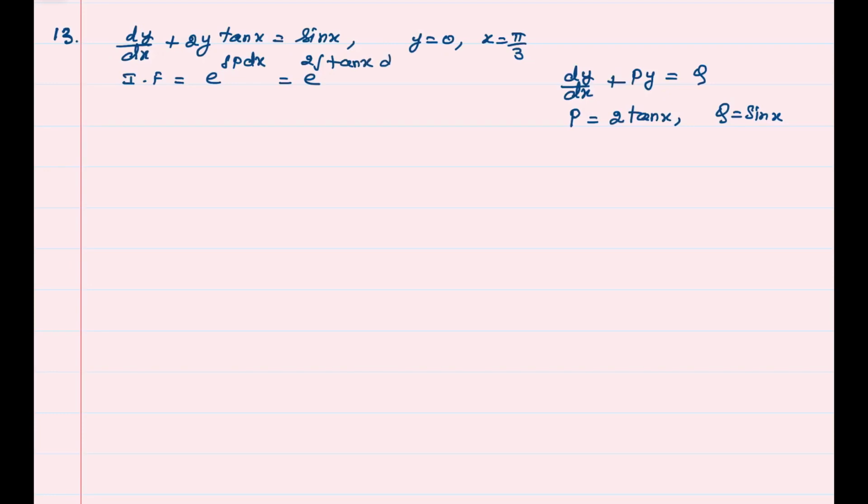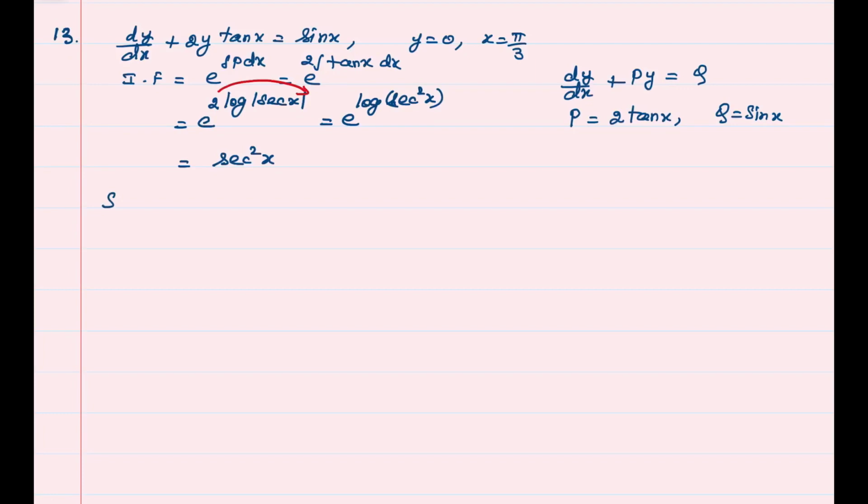e raised to 2 times the integral of tan x, which is log of absolute value of secant x. We cannot cancel e and log functions because of this 2. We will take it as the power. It becomes e raised to log of secant square x. Now the e function and log function can be cancelled. The integrating factor is secant square x.